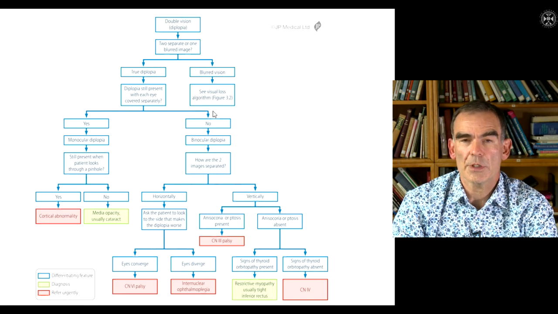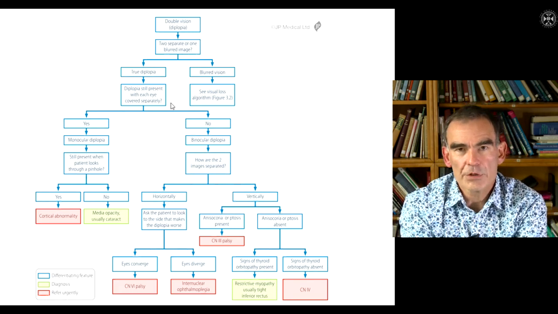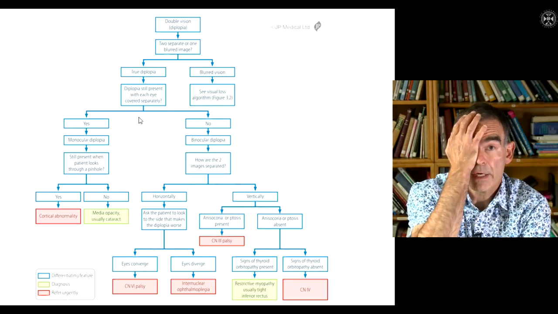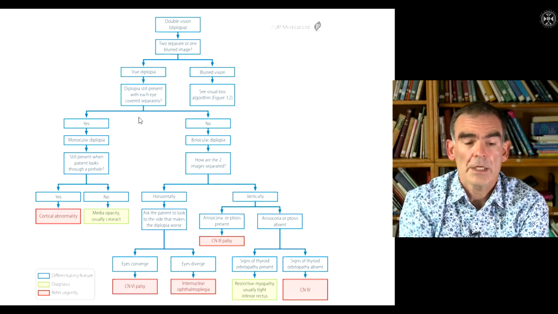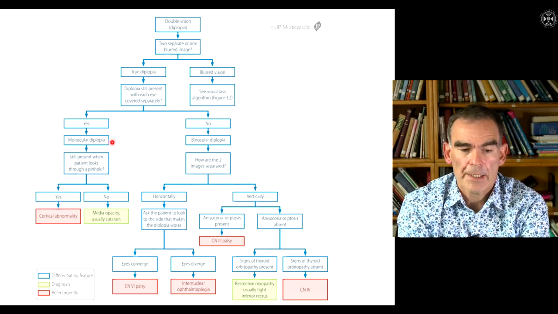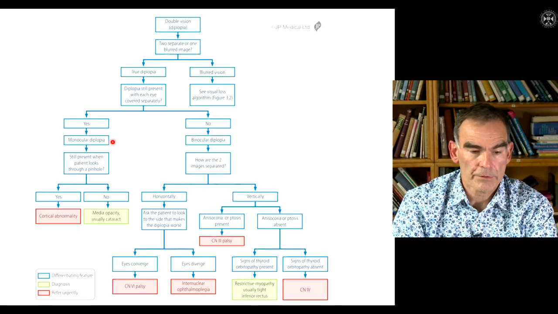Assuming that it is true double vision, two separate images, the next thing which is crucial, and it isn't always stated, is, does the double vision go with each eye covered separately? So for instance, if the patient says with one eye covered, whichever eye, the left eye or the right eye, they say, no, I still see two images, then what they're really describing is monocular double vision. And monocular double vision nearly always represents cataract, just down this little bit of the algorithm here.